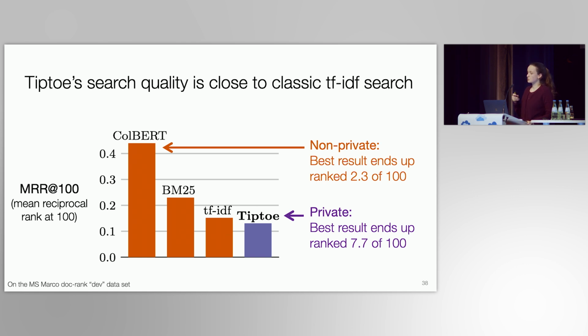Finally, we evaluated Tiptoe's search quality. So here I'm showing you the numbers on the standard MS-Marco document ranking benchmark comparing to a suite of non-private search algorithms. And so what this MRR at 100 score here is telling us is that Colbert, which is the best non-private neural search algorithm, ends up ranking the human-chosen result on average at position 2 or so out of 100, whereas Tiptoe, which is private, ends up ranking the human-chosen result on average at position 7.7 out of 100. And this is actually roughly comparable to the standard term frequency inverse document frequency algorithm.